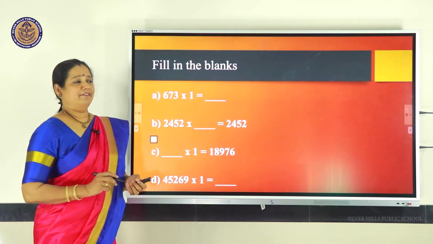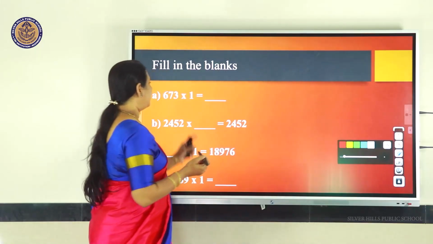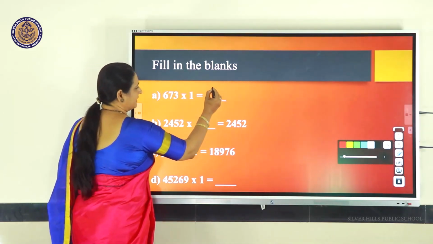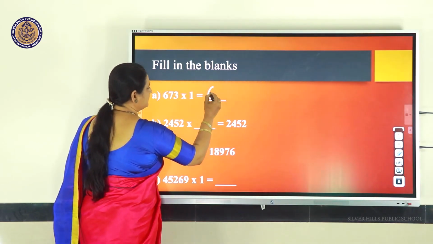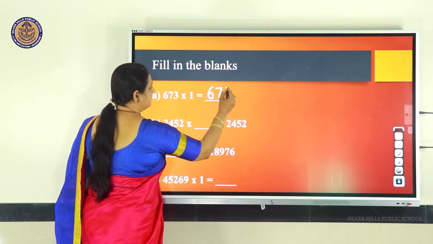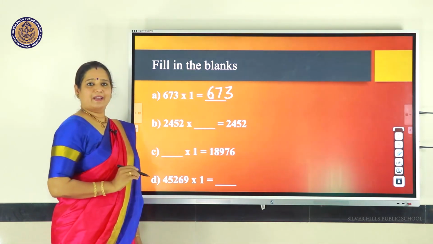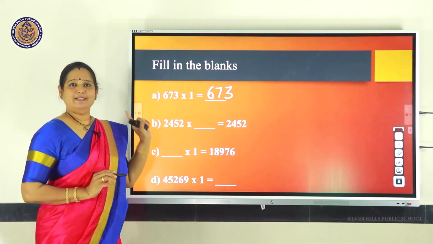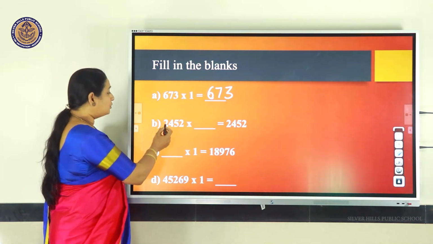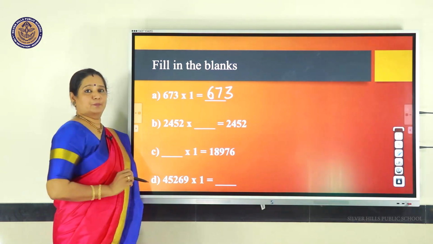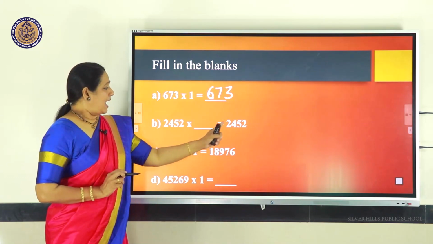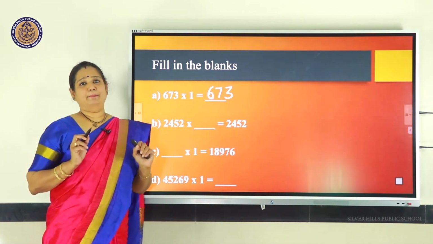Tell me what is 673 into 1. Can you tell me what is 673 into 1? It is, yeah, correct. 673. Okay. The product and the number both are the same. Next, 2452. Here the number is 2452 and the product is also the same number.